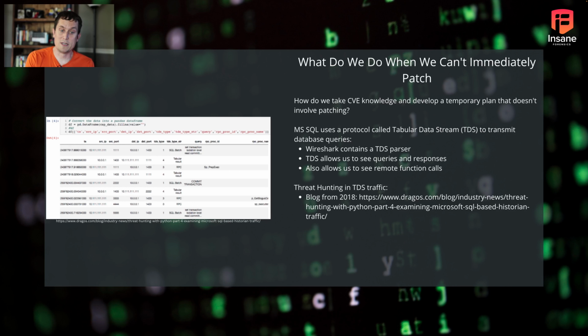Something I'm going to point to, if you want to get deep in this topic: a few years ago at a previous employer, I wrote a blog about threat hunting in TDS traffic. It's still a very good, relevant source for that, and the link's right there. So check that out definitely as you dig into TDS.